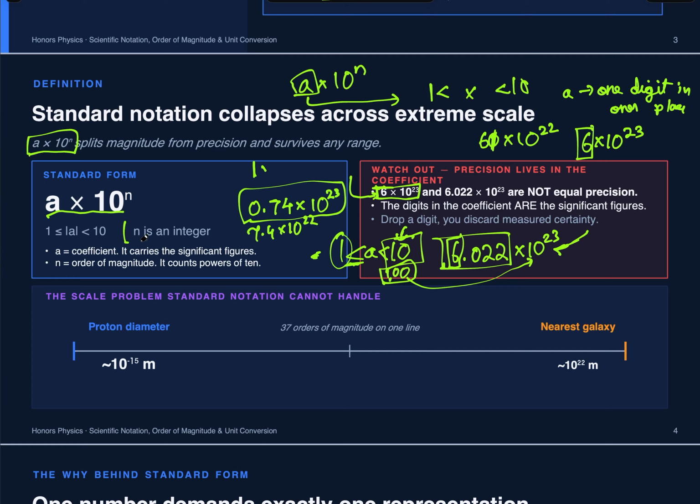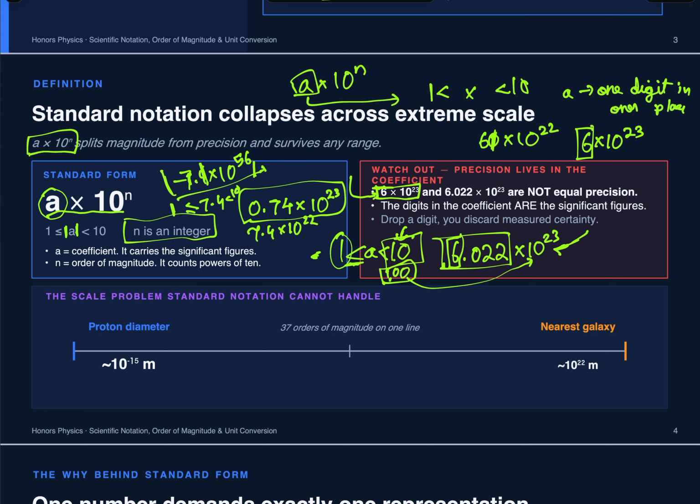Now, n has to be an integer, and a could be a negative value. That's why we have the absolute value of a is between 1 and 10, okay? We just want to know how many digits it has, basically. We don't really care about the sign because it could be a large negative number, right? Like negative 7.4 times 10 to the 56. It could be a large negative number as well. It doesn't need to be positive. But we take the absolute value of a, so we take 7.4, and we see whether that's greater than 1 and less than 10. So those are the rules of scientific notation.